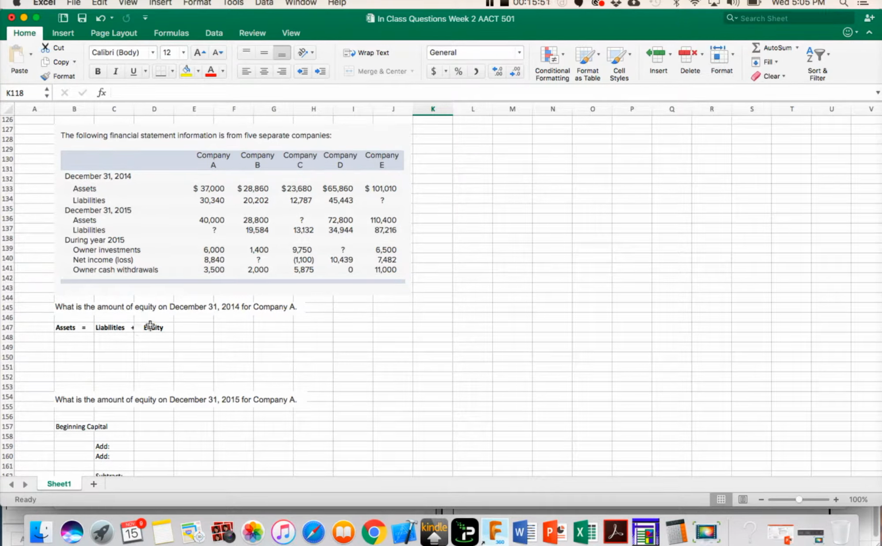So for this first problem, we're looking at company A. This is that first column right here. So we're given assets as of December 31st, 2014. That's right here, 37,000. Given liabilities, 30,340. And again, similarly, we're going to subtract liabilities from assets, and that is going to give us our equity for that year.